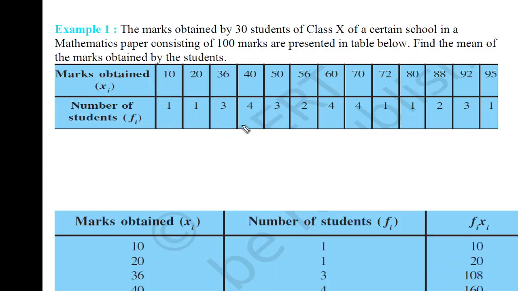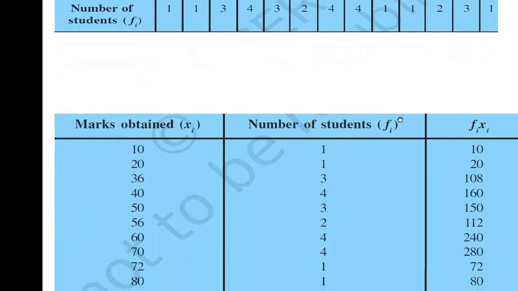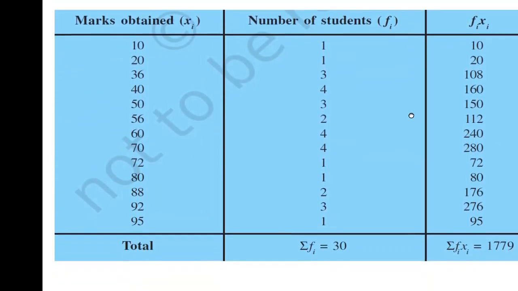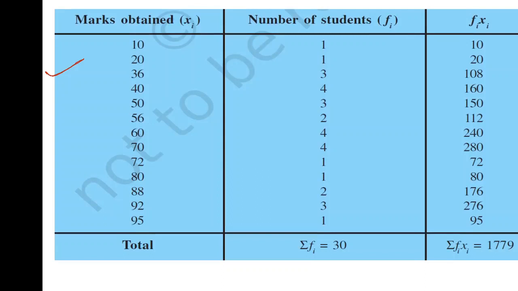Now we will write this data in another table. Look at it. We have written the same data in this table. You have to make a table like this. Marks of 10 is xi, number of students is fi, and fi xi you have to find. That means fi into xi. Here in the first case, x1 is 10, f1 is 1. 10 into 1 will be 10.